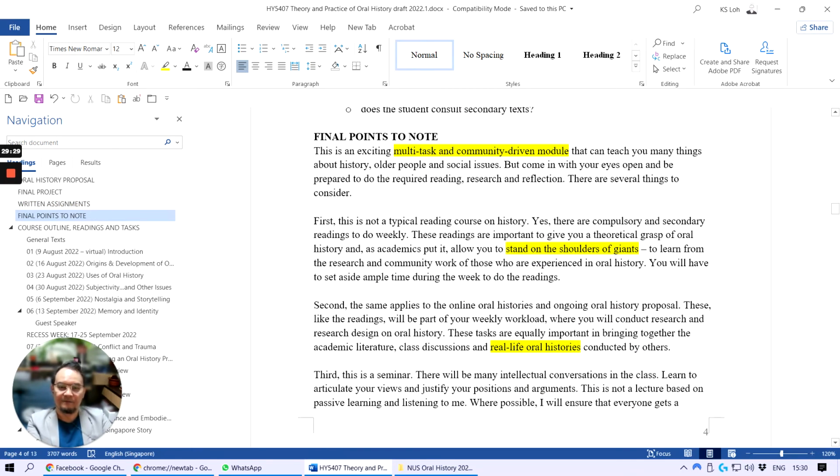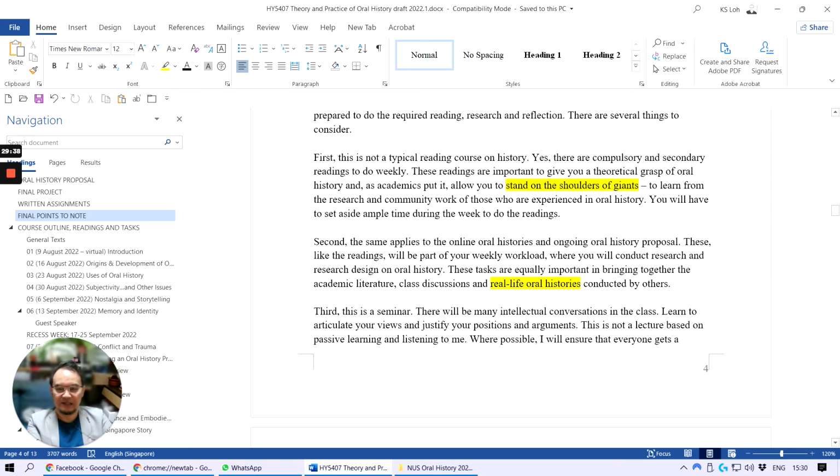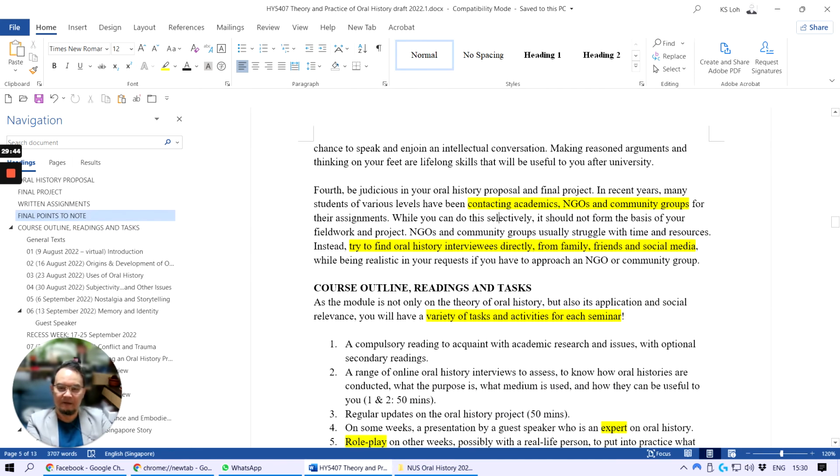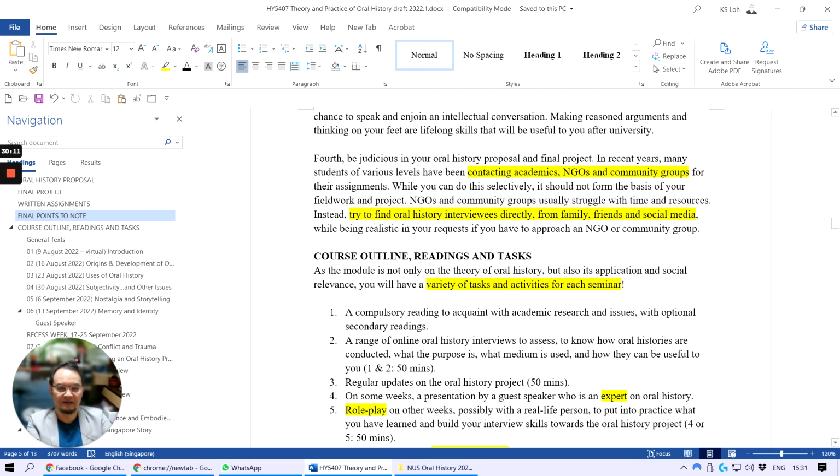Okay, so some final points to note. Yeah, this is mostly about the seminars. The readings are important. All the various tasks that I'll talk about are important. Just one point here. Now, when you are trying to look for an interviewee, especially for those of you who are not from Singapore, right? I don't expect the Singaporeans to have any problems really with finding an interviewee. But if you're not from Singapore, you can interview someone like a family member or something on Zoom. You can use Zoom to do the recording. And Zoom is very good because it allows video recording.